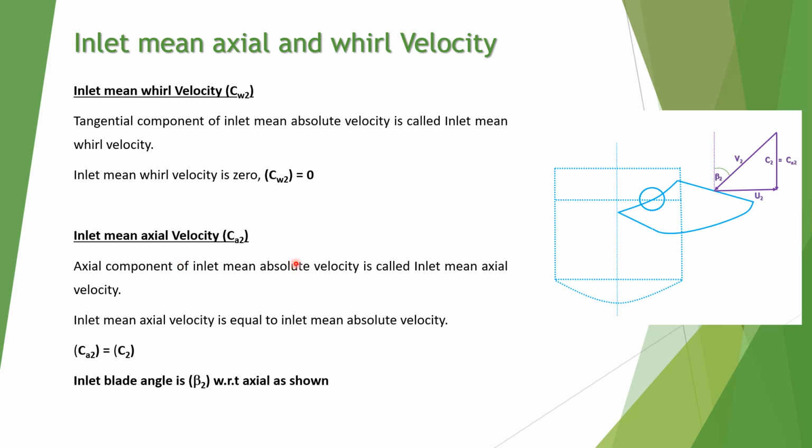Inlet mean axial velocity ca2. The axial component of inlet mean absolute velocity is called the inlet mean axial velocity. So in this case, the inlet mean axial velocity is equal to the inlet mean absolute velocity, that is ca2 is equal to c2. You can see here, and inlet blade angle beta 2 is shown here, which is measured from the axial direction.